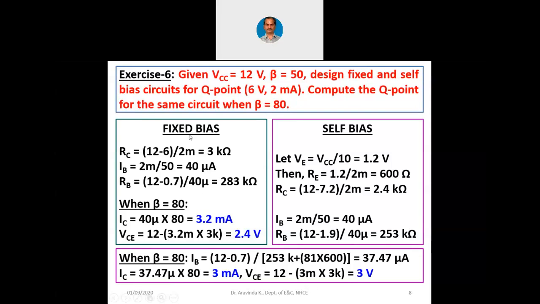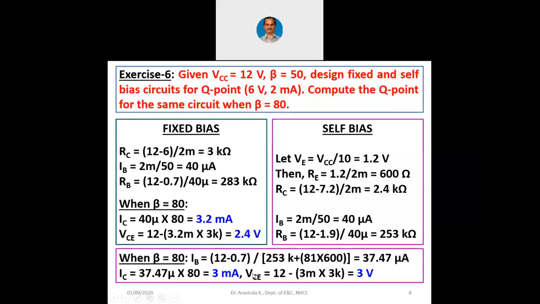In case of fixed bias and self bias, when beta was 50, the Q point was the same. Now when beta changed, in fixed bias the Q point became 2.4 volts and 3.2 milliamps, whereas in self bias it became 3 volts and 3 milliamps. What does it mean? It means that a variation in beta does not affect the self bias much, it affects the fixed bias more.